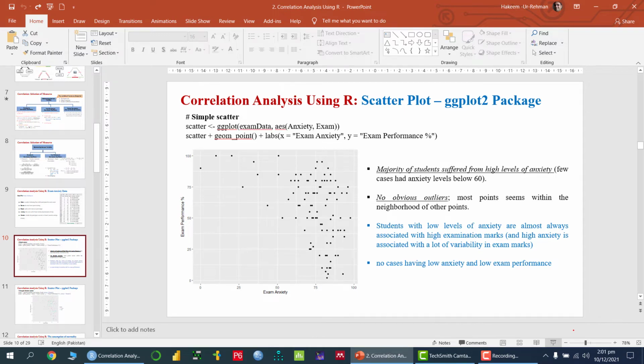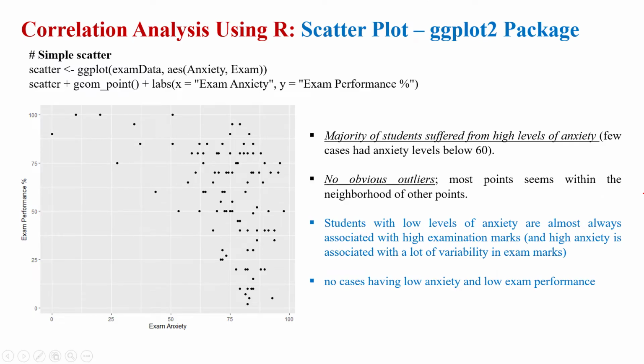So let me interpret how we can interpret this particular graph. I have also written here the commands which I have used in R. From this, first of all, we can see that the majority of the students suffered from a high level of anxiety. Due to the exam pressure, we can conclude that the majority of students do suffer from a high level of anxiety. Very few have less than 60 percent anxiety level.